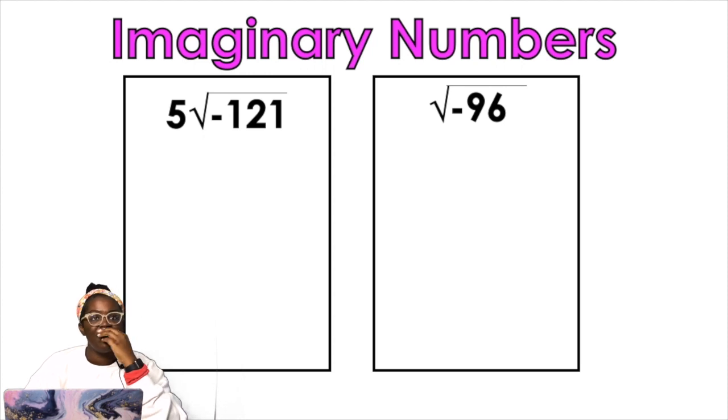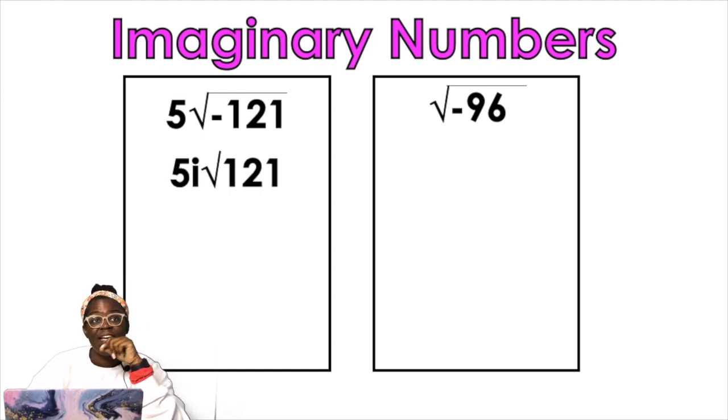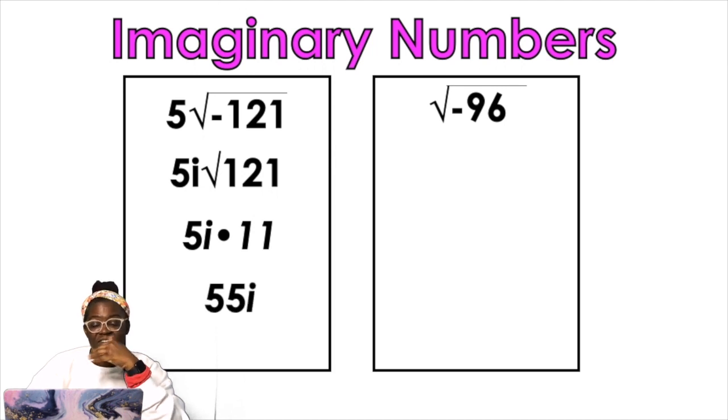All right, let's talk about if there's numbers on the outside. Oh, my goodness. So first of all, we have the square root of negative 121 with a 5 on the outside. The 5 is being multiplied. That's the key. So we're going to take the negative 1 out, so 5i on the outside. And then we're going to evaluate the square root of 121, and we all know that that's 11, right? So 5i times 11 is going to be 55i.